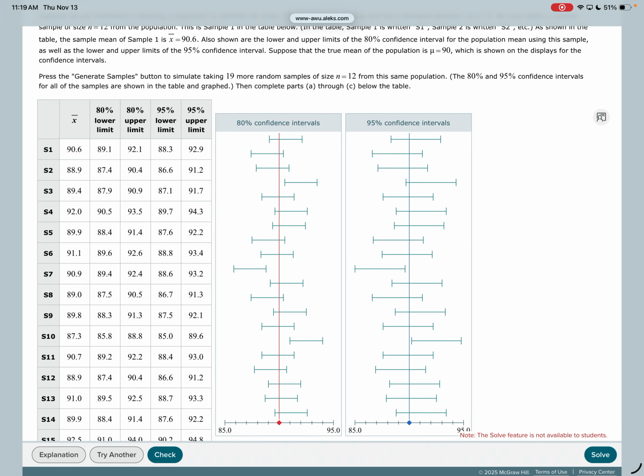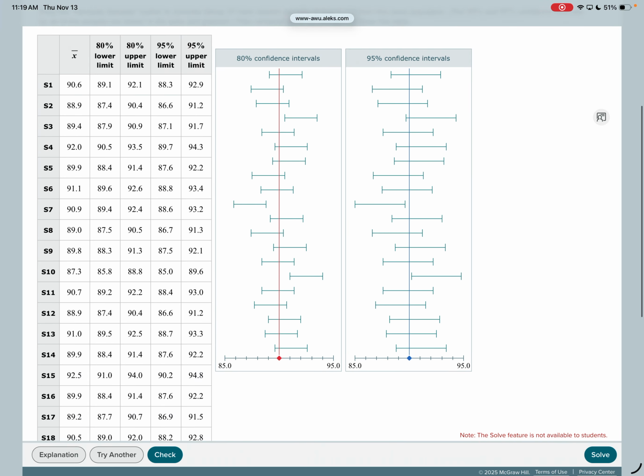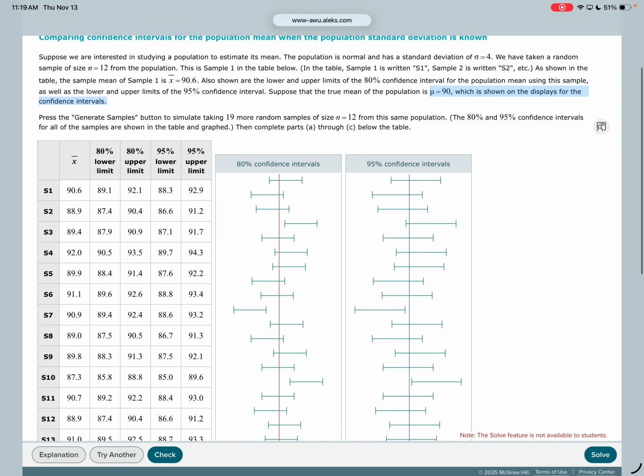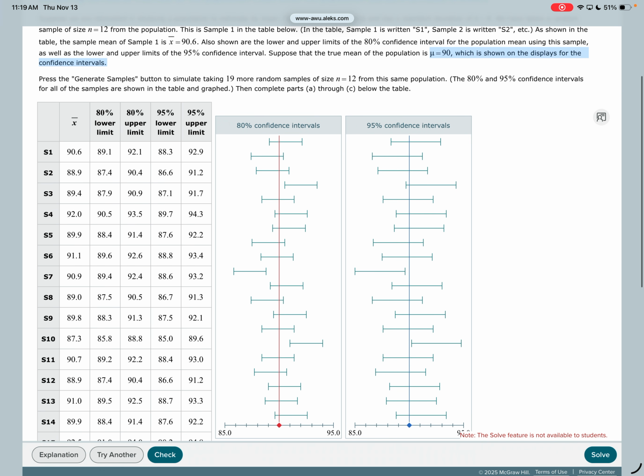So in this example right here, it gives you 20 different samples. It says the mean of the population is 90, so we know the answer. Usually we're trying to guess what the mean of the population is, okay? But we're kind of doing computer math here, and we have the actual mean. So the mean is 90. So we do the first sample, and the average of that one is 90.6, okay?